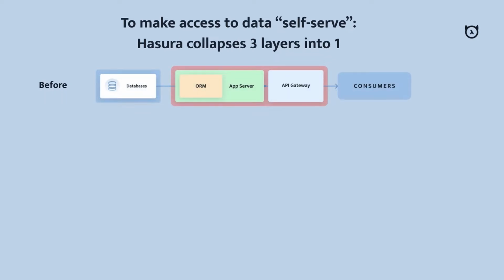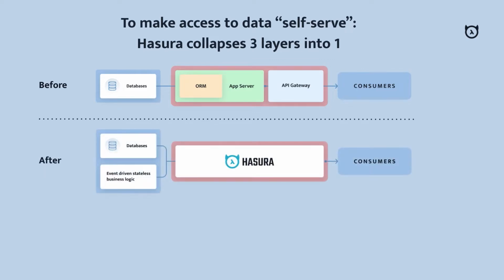Typically, consumers access data by going through these layers. The first is the API gateway, which takes care of load balancing, the security, and rate limiting stuff. Then comes the app layer, which takes care of the authorization, caching, and so on. And then the ORM layer, which takes care of query compilation and then communicating with the database to get the data or insert back into the database.